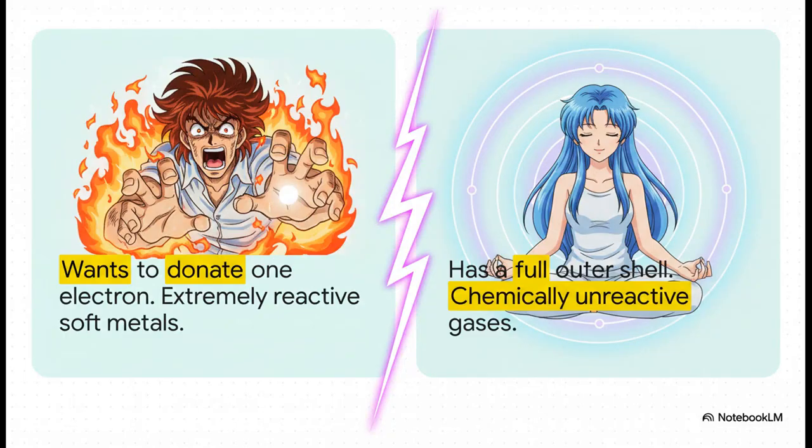Okay, so now let's jump all the way over to the other side of the table to group 1, and you'll see the complete opposite. These are the alkali metals, and they're everything the noble gases aren't. They've got just one single lonely electron in their outer shell, and they are absolutely desperate to get rid of it so they can be stable like the noble gases.